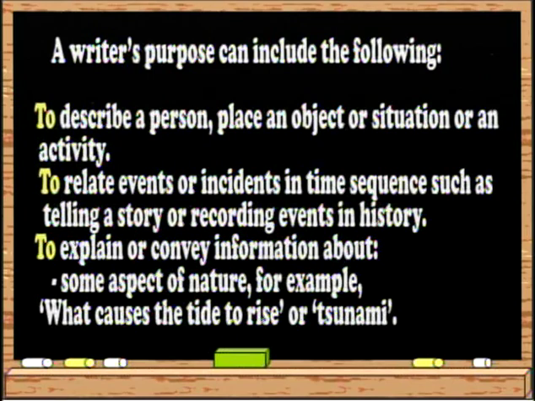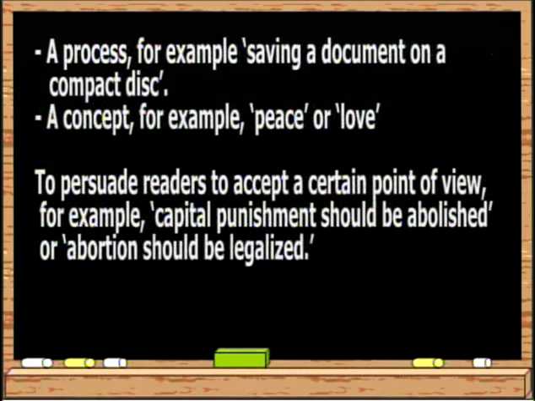For example, what causes the tide to rise, or tsunami. A process, for example, saving a document on a compact disc. A concept, for example, peace or love. To persuade readers to accept a certain point of view. For example, capital punishment should be abolished, or abortion should be legalized.